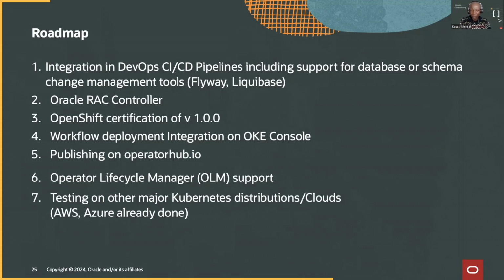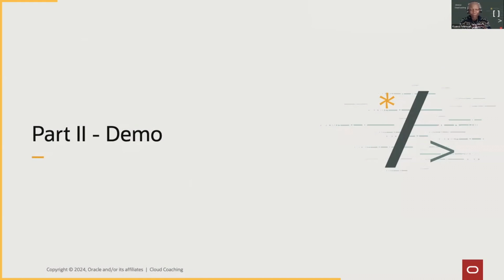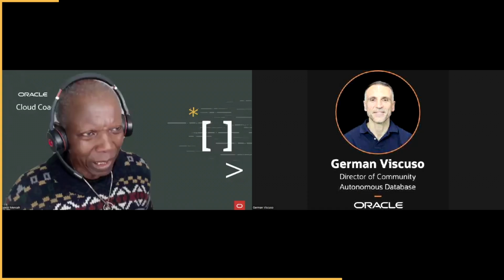Publishing the operator on operatorhub.io, we know that this is the place where most developers get the operators, so we're looking into that. And by consequence, support the operator lifecycle manager. And testing on other major Kubernetes distributors. As I said, this operator has been successfully tested working on Azure and AWS. We're looking into testing some others. And this is where I hand over to my colleague. I'm going to stop sharing and Herman will take over.